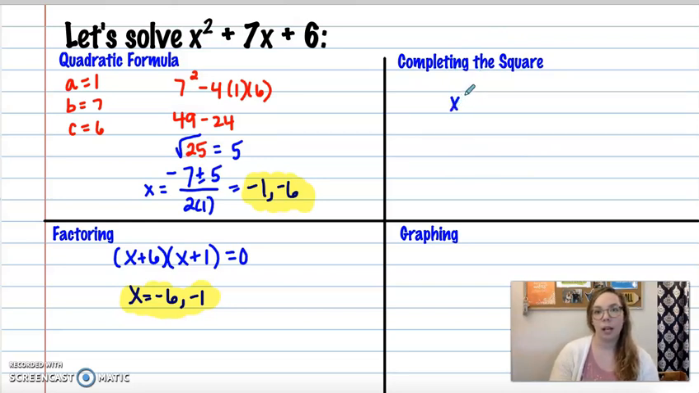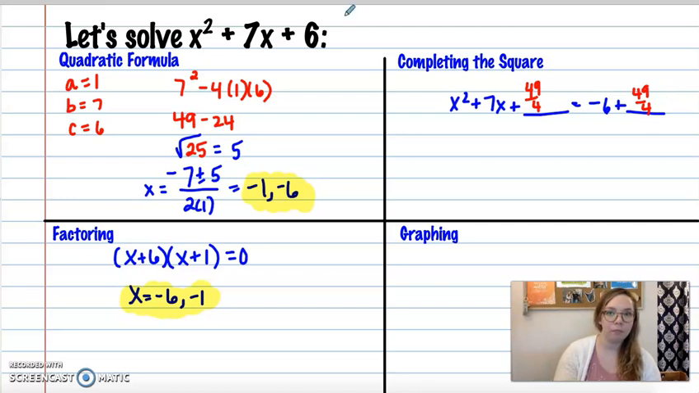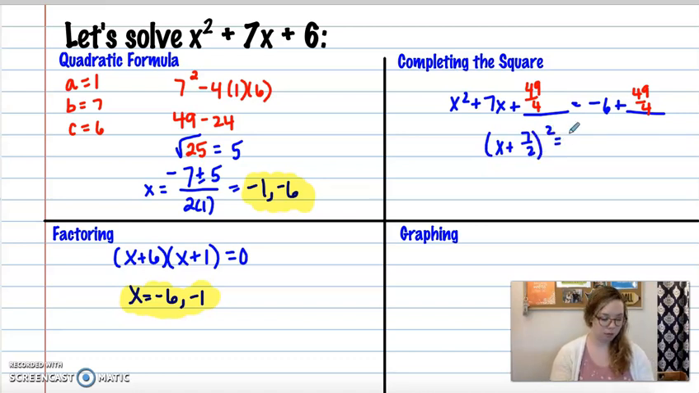So this one we did x squared plus 7x plus something equals negative 6 plus something when you move that 6 over. So 7 halves squared would give us 49 fourths. That's what we're adding. So this one's already getting a little bit messy because of that fraction. So I'll have x plus 7 halves squared here equals, let's do negative 6 plus 49 fourths is 25 fourths.